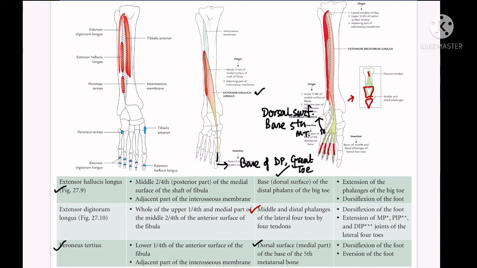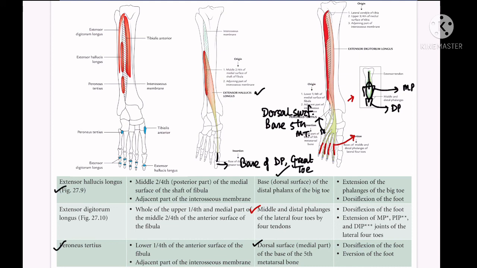Each of the extensor tendons, for example, I take this one, trifurcates: 1, 2, 3. Each of the extensor tendons, at the level of the base of the middle phalanx, trifurcates. The two lateral slips go upward and are inserted into the base of the distal phalanx, and the middle slip is inserted into the base of the middle phalanx. So that is the way they are inserted.